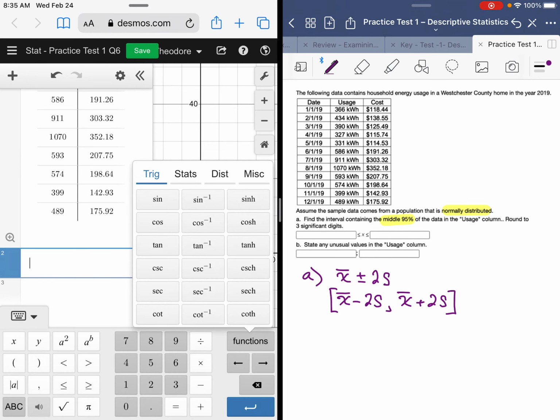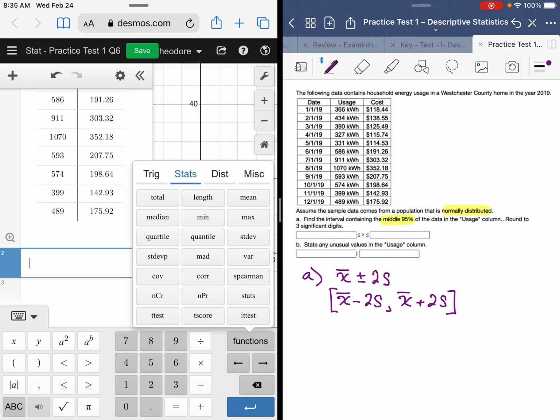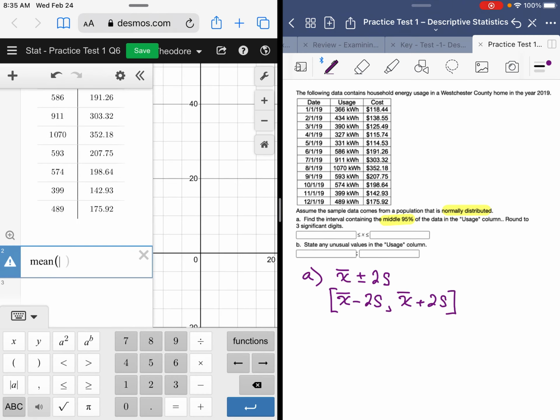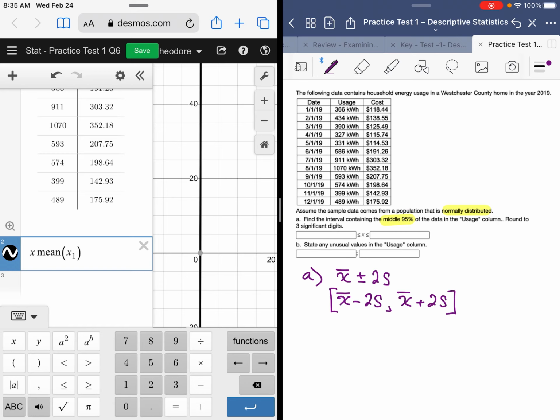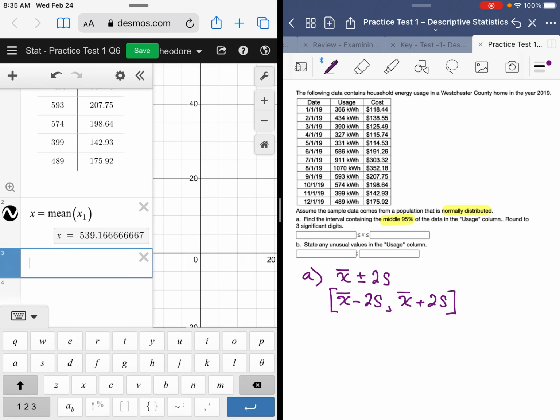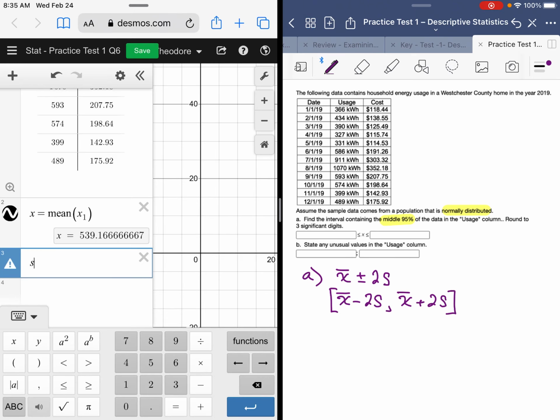What we need is going to be in the functions menu under stat. So we type in mean, and that's specifically the column x1, the usage is in x1, so it'll spit out the mean. Now, just to make life as easy as possible, I'm going to set this equal to some value. I'll call it x. Will it let me call it x? Yeah, it'll let me call it x. And then the standard deviation, I'll call that s.